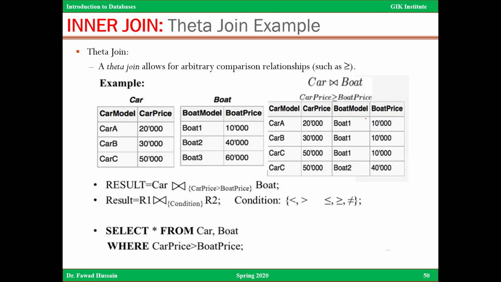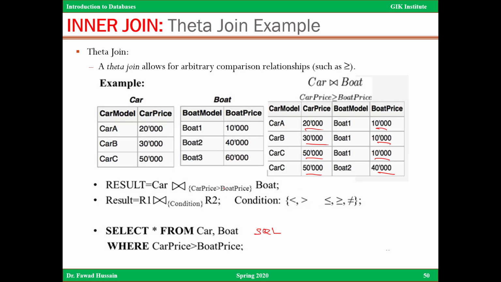So we see in this case, this is 20,000 and this is 10,000. In this case, 30,000, 10,000, 50,000, 10,000 and 50,000, 40,000. So in all cases, the price of the car is greater than that of the boat. So this is how you are going to represent it, and this is the corresponding SQL that gives you this. So that was the theta join.